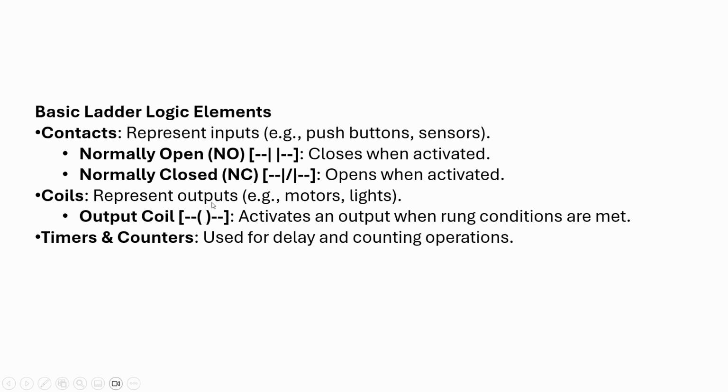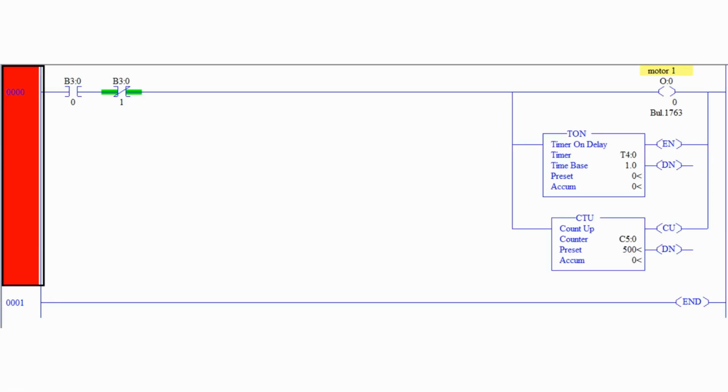Coils represent outputs like motors or lights. An output coil, you got these parentheses here. That's the symbol for an output coil. Those activate an output when the run conditions are met. And then also we've got timers and counters. Those are the basics. There's more than that. There's other ladder logic elements, but this is really the core of it here.